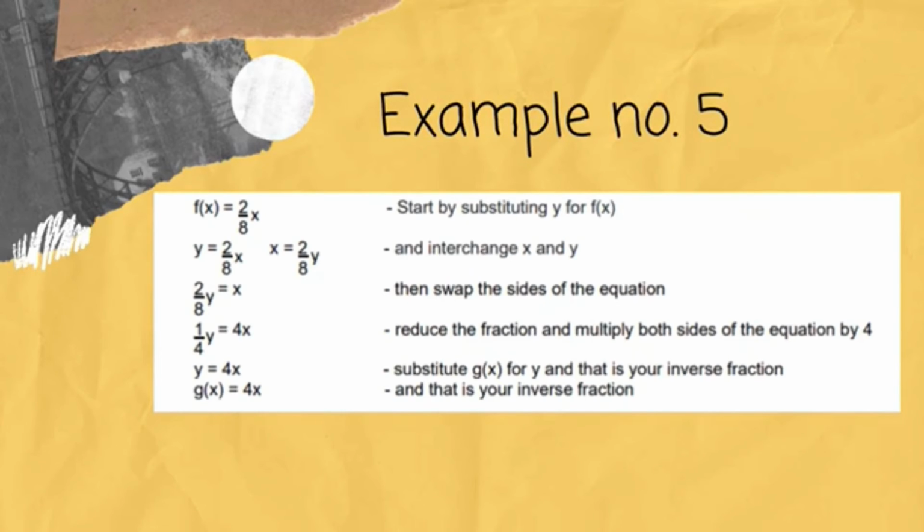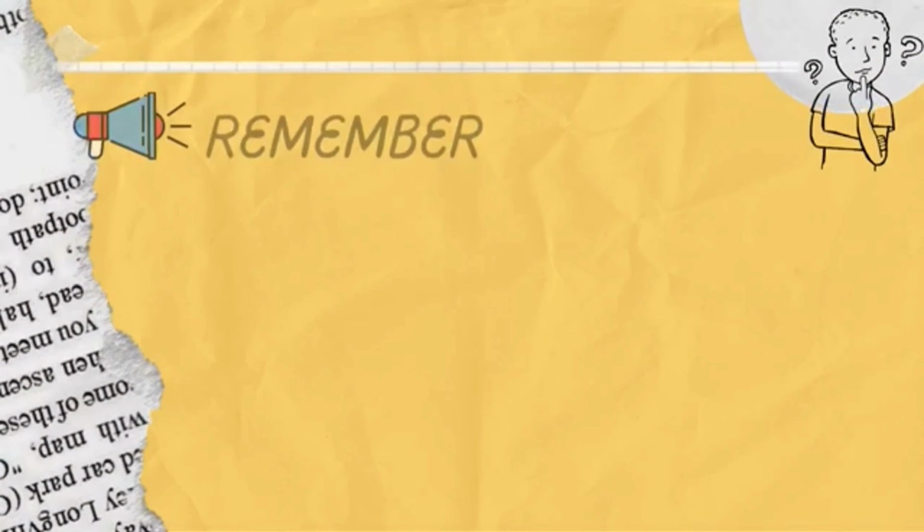So it will be 1 over 4y equals x. We have to reduce the fraction and multiply both sides of the equation by 4. So it will be y equals 4x. Then we have to substitute g(x) for y, and that is our inverse function. So it will be g(x) equals 4x. And that will be the inverse function for f(x) equals 2 over 8x.